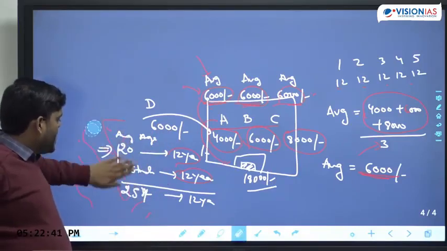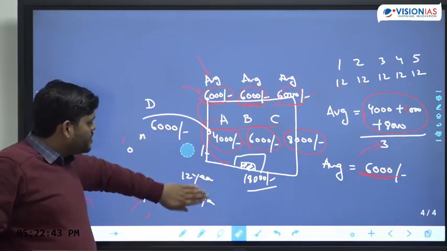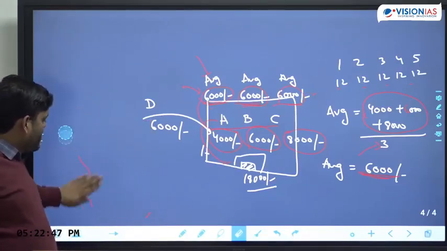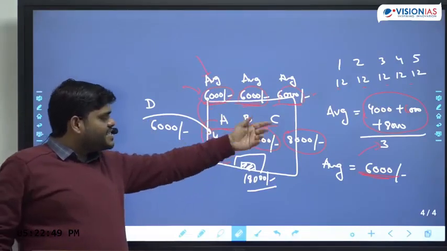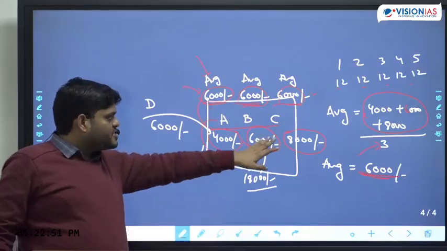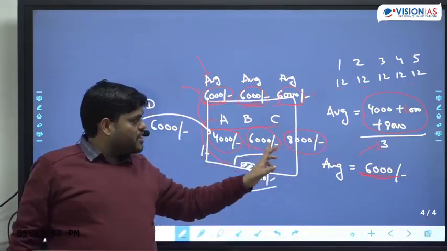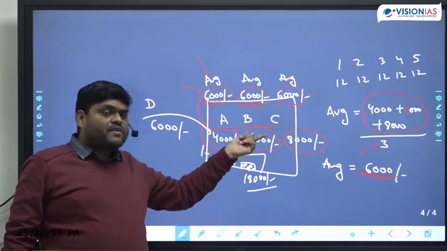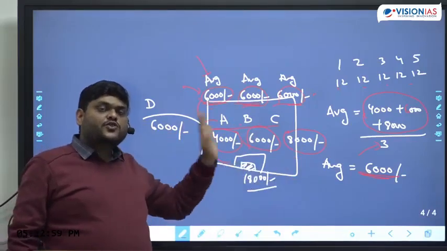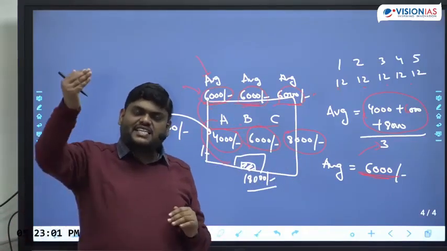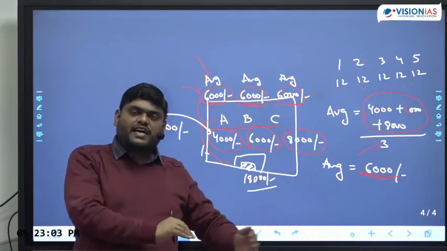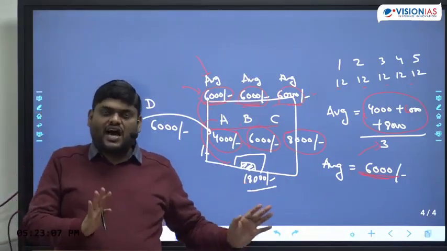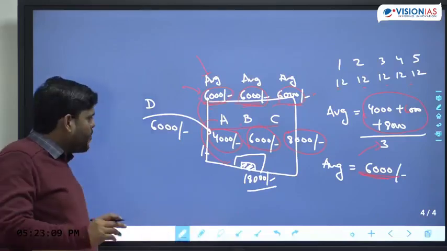Same thing, if anything is going out. Suppose one day B leaves the house with his money. B is leaving with 6,000. So again there is no change in the average. If anything is added with the same average or goes out with the same average, there is no change in the average value.